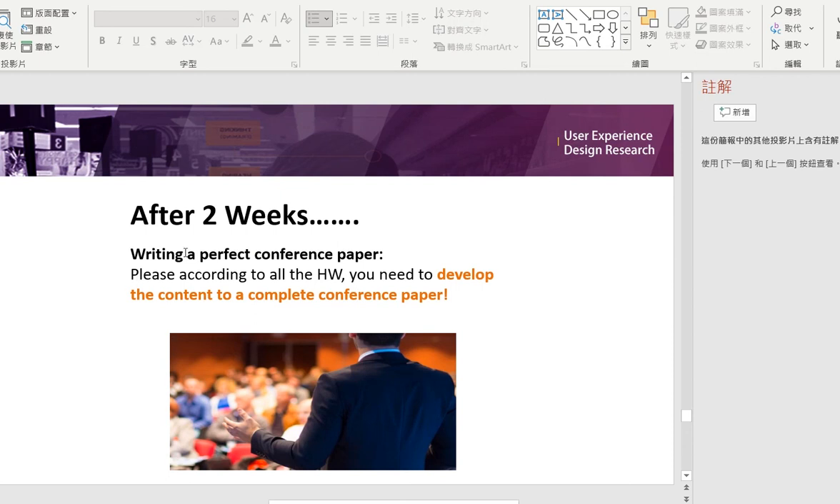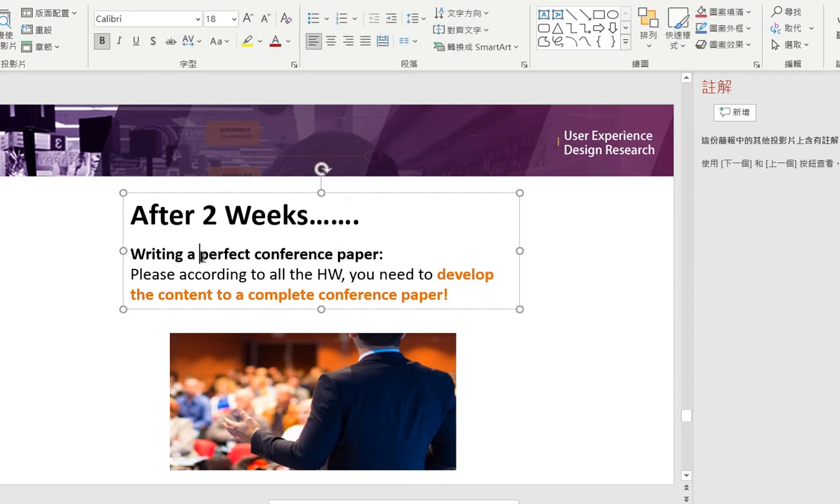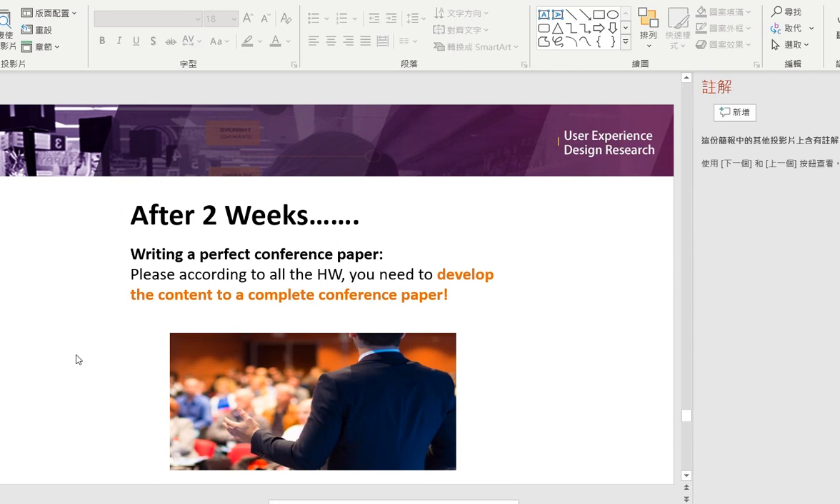After 2 weeks, you don't need to worry about writing a perfect conference paper or finishing the whole thing. You just try your best to write a conference paper of about 3 or 4 pages. Please, according to all the homework, develop the content into a complete conference paper. I expect you could finish a real small conference paper and submit it to some real international conference. And you could list your supervisor as an author. I think that's okay.